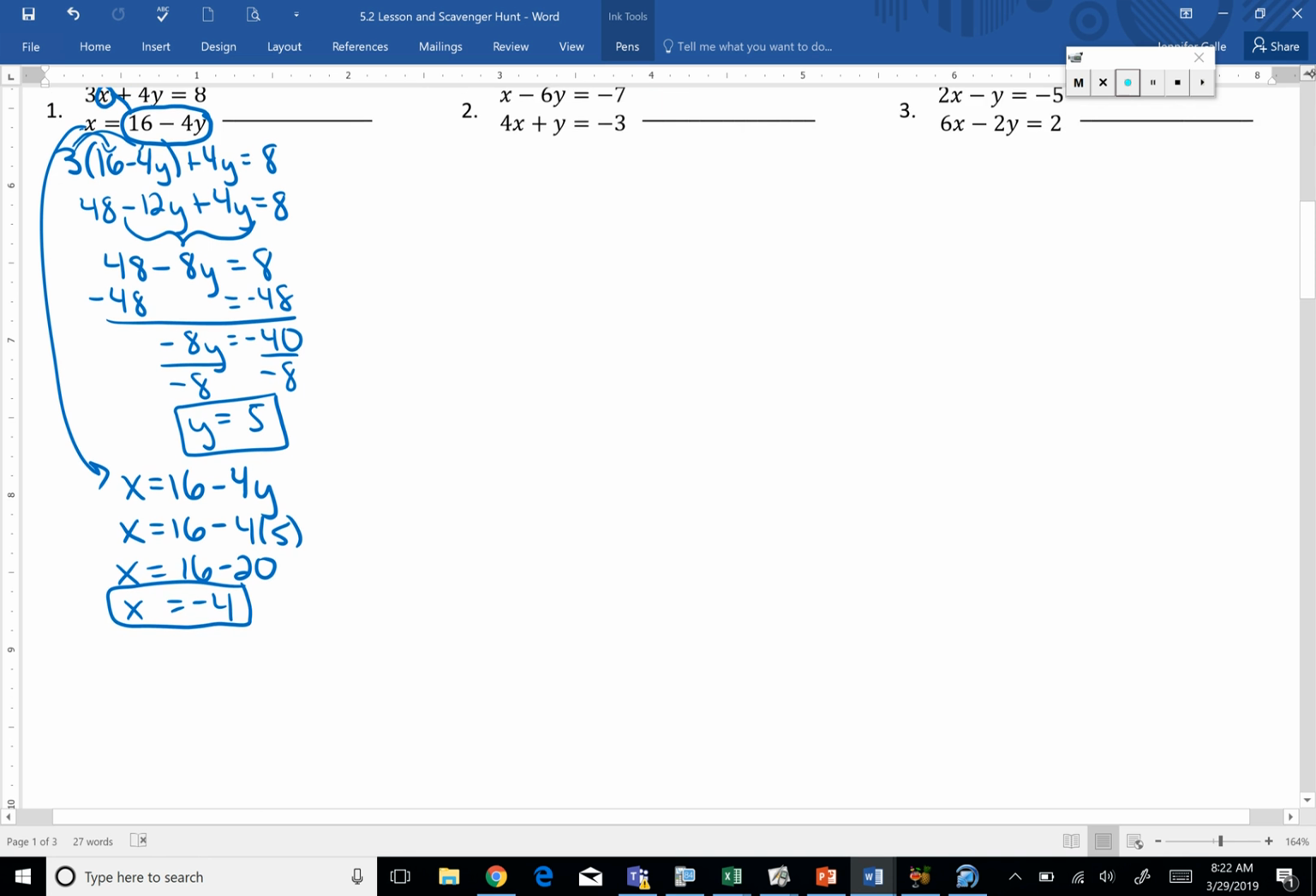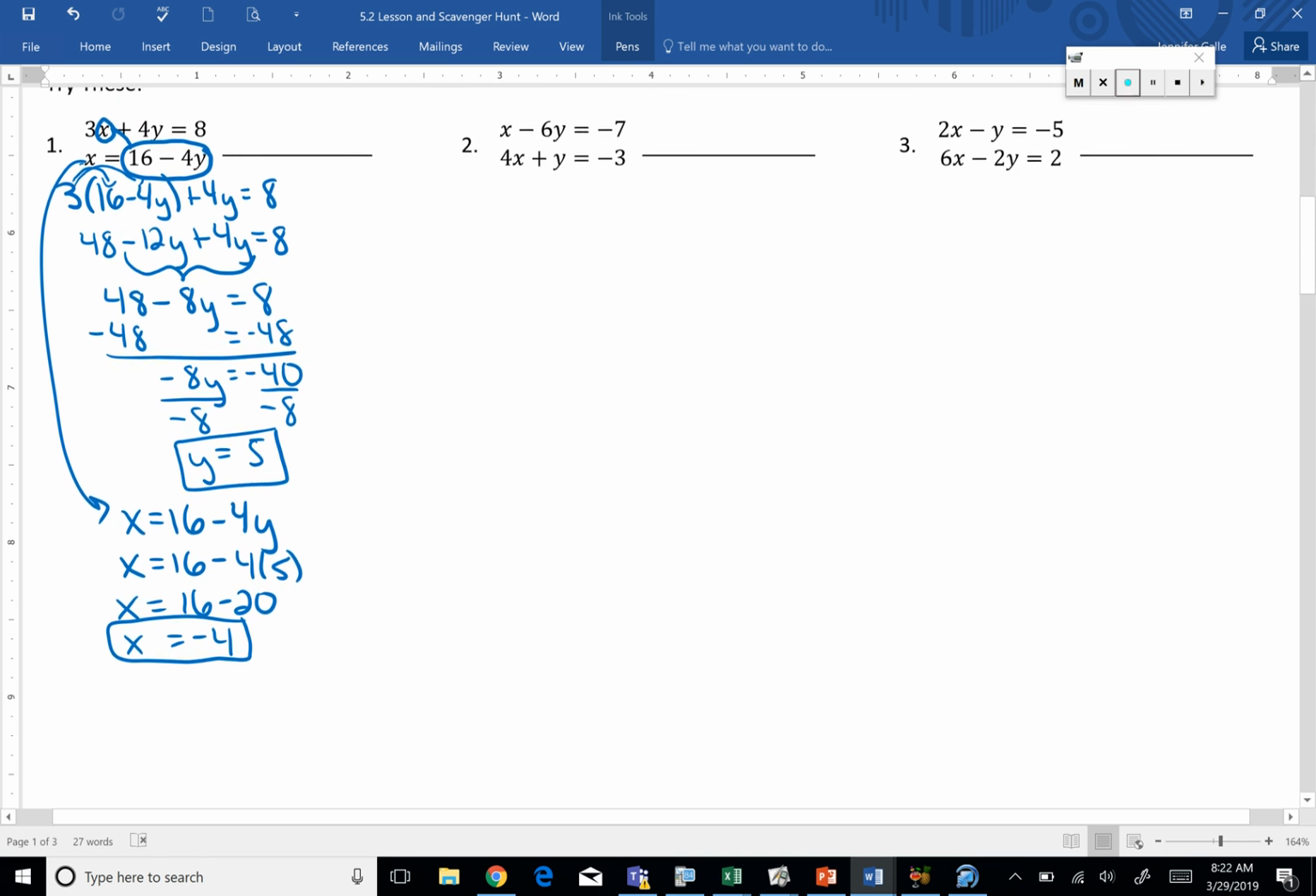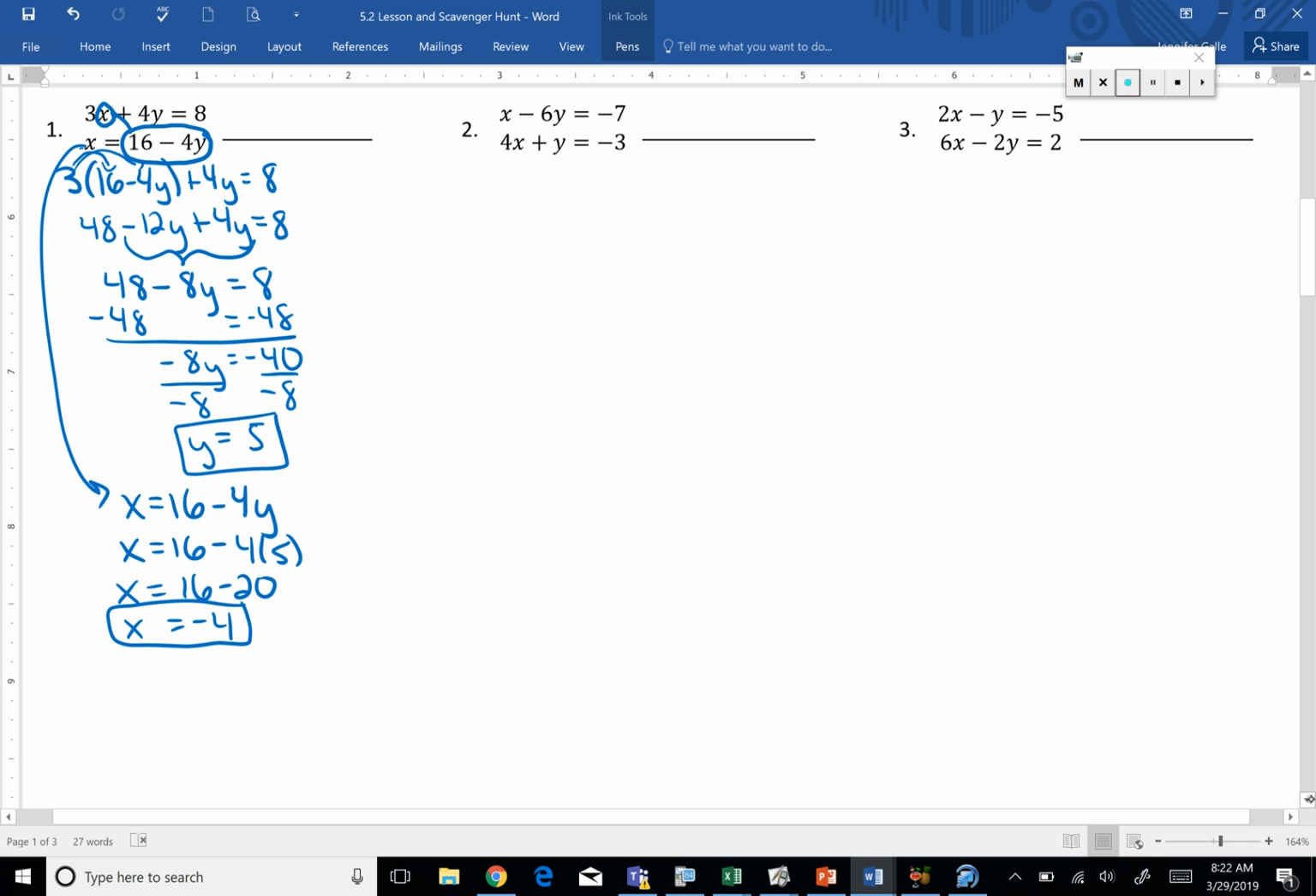The best part about these, you can still check them. So I'm going to go ahead and write the ordered pair up here. I have x is negative 4 and y is 5. If you want to relabel x and y, you can. Don't forget to check. So into my top equation, 3 times negative 4 plus 4 times 5, do we get 8?